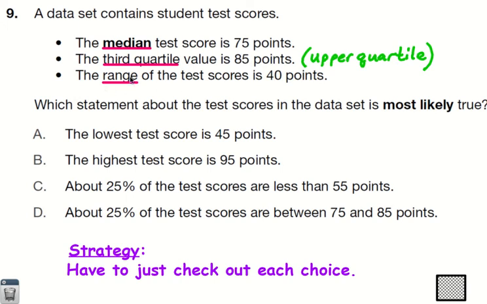And then the range, you could say the difference between the low score and the high score. Like you could say theoretically that the low score was 60 and the high score was 100. If one of these choices said that the low score was 60 and the high score was 100, I'd pick it. If one of these choices said that 75% scored below 85, I'd pick it. Or if they said 25% scored above 85, I'd pick it.